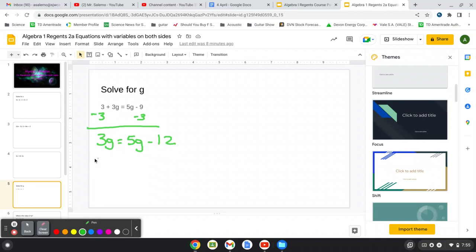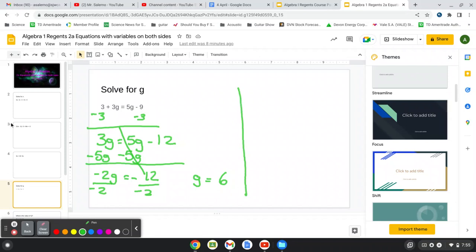Now, I don't want to minus the 3g because that'll give us a 0, right? We don't want that to happen. So I'm going to minus the 5g on both sides. That will cancel out. And here we're going to have a -2g equals -12. And if we minus the 2 on both sides, now we have two negatives. So g is going to be 6. It's going to be +6.